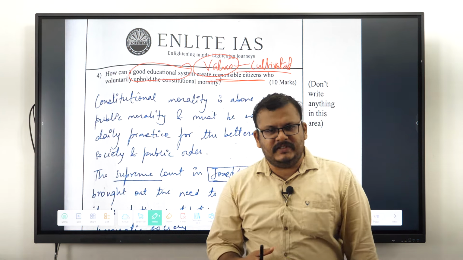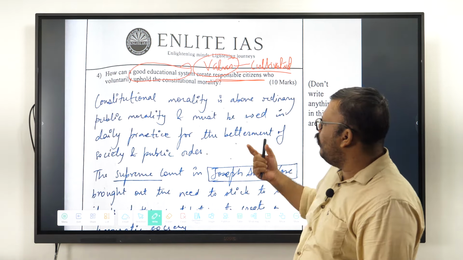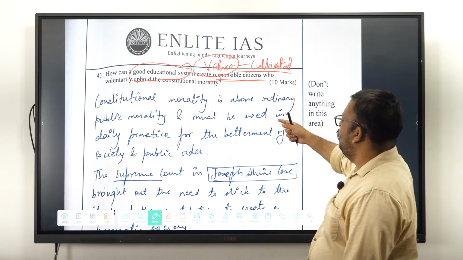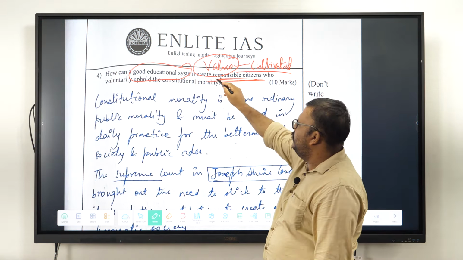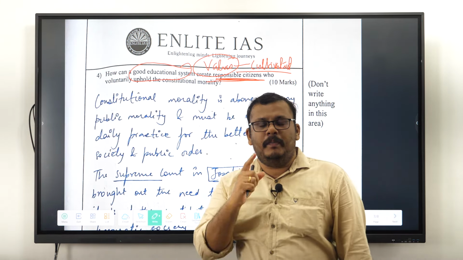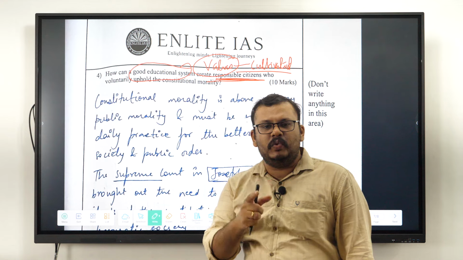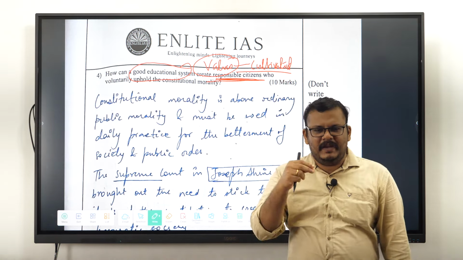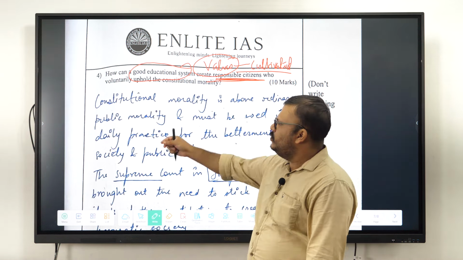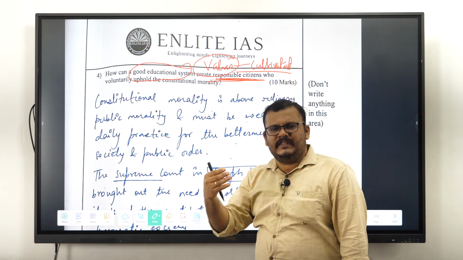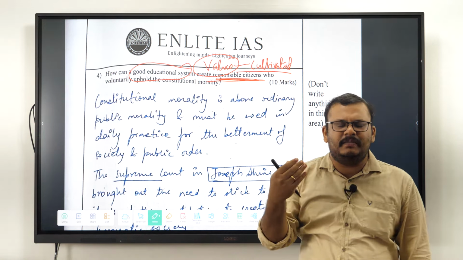This particular question, wherein the examiner wants Archit to explain how educational system can create responsible citizens. So what is a responsible citizen? One who upholds the basic constitutional values. So how can these values be cultivated in an individual through educational system? So just think of examples of what an educational system can do.